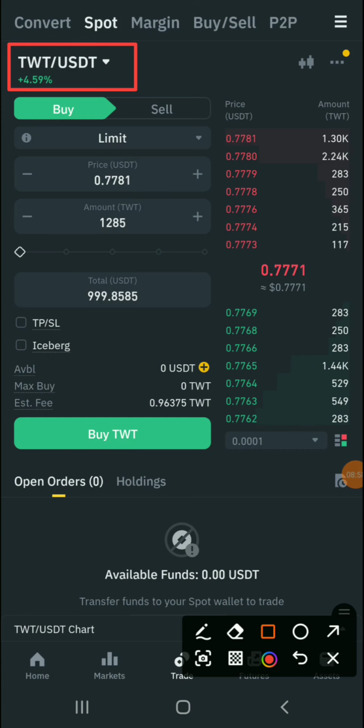We are going to use $1,000 to buy it, and it's going to give us 1,285 worth of Trust Wallet token. So now let's go back to Bybit to see how much this 1,285 worth of Trust Wallet token we're going to have in USDT.